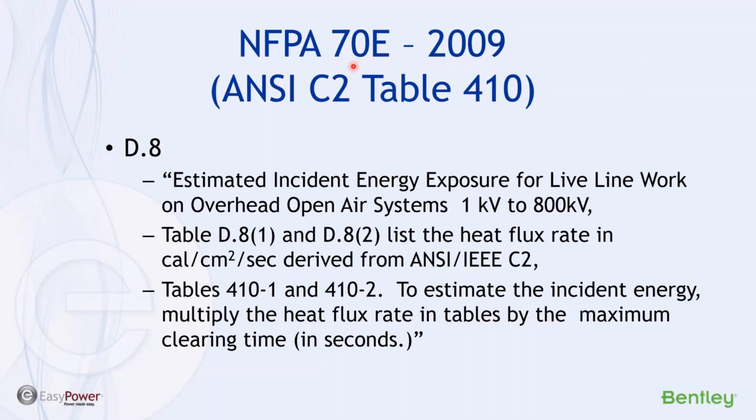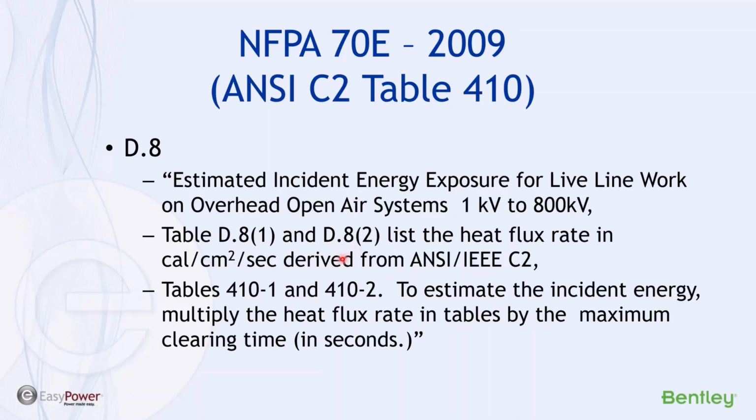Back in 2009, NFPA 70E produced a table to estimate the incident energy exposure in live line work in overhead open systems from 1 kV to 800,000 volts. This was a study done by a couple of large utility companies, and what they did was calculate the heat flux in calories per square centimeter.